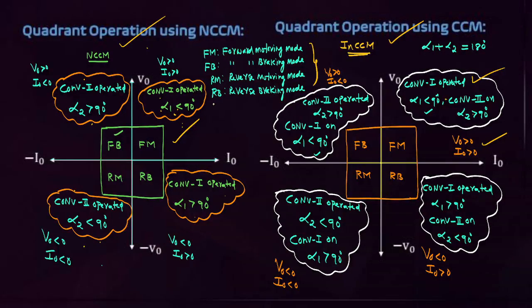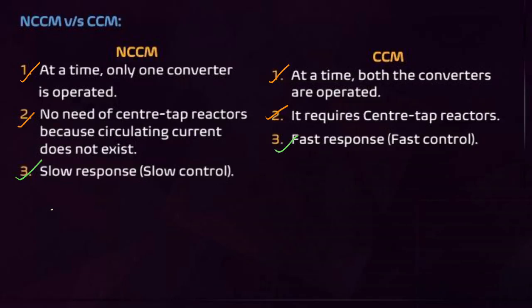Here alpha 1 is less than 90, alpha 2 is greater than 90. Alpha 2 greater than 90, alpha 1 less than 90. Here only one converter, but here two converters. That is the only difference, students, that you have to concentrate on. This is the quadrant operation of the circulating current mode and non-circulating current mode. These are the differences between non-circulating current mode and circulating current mode of operations.